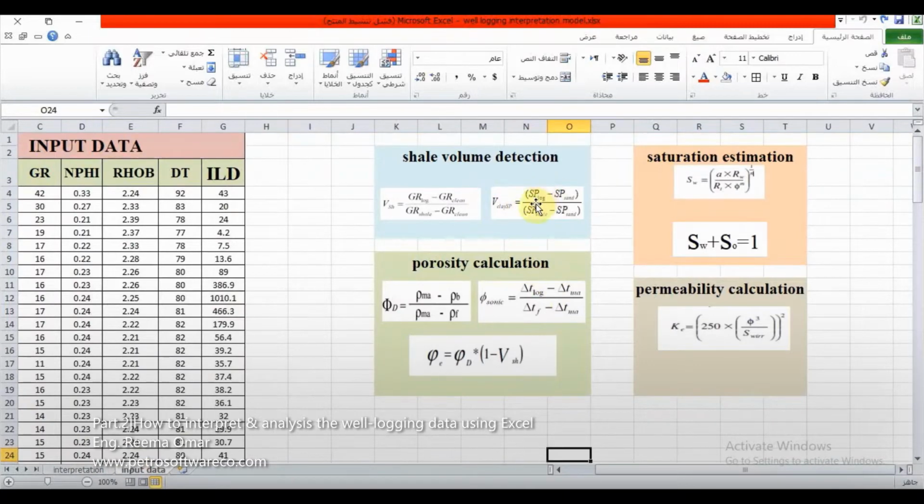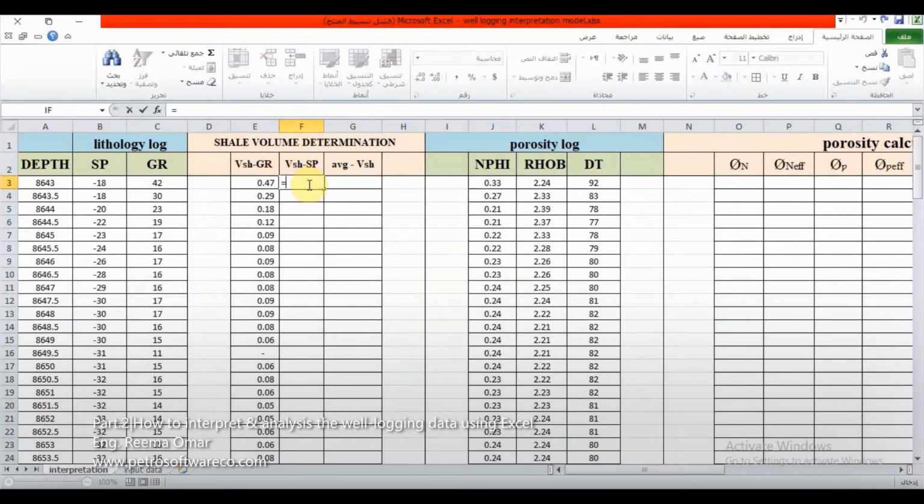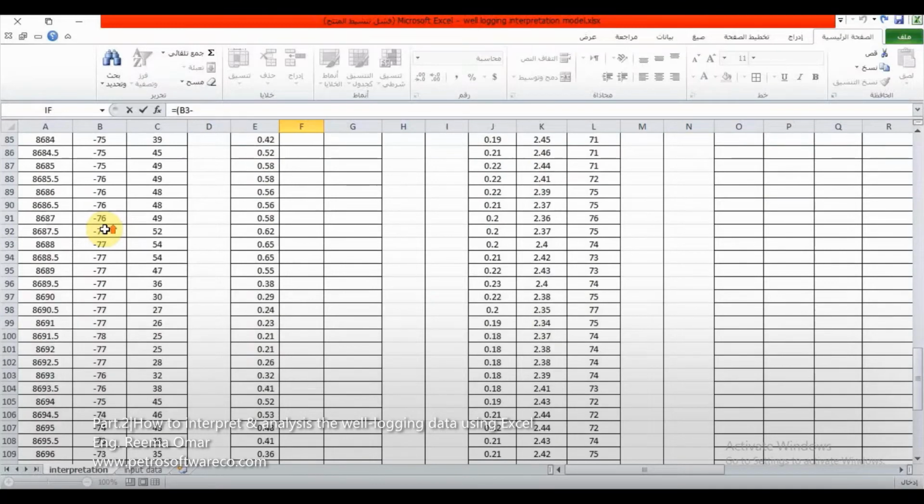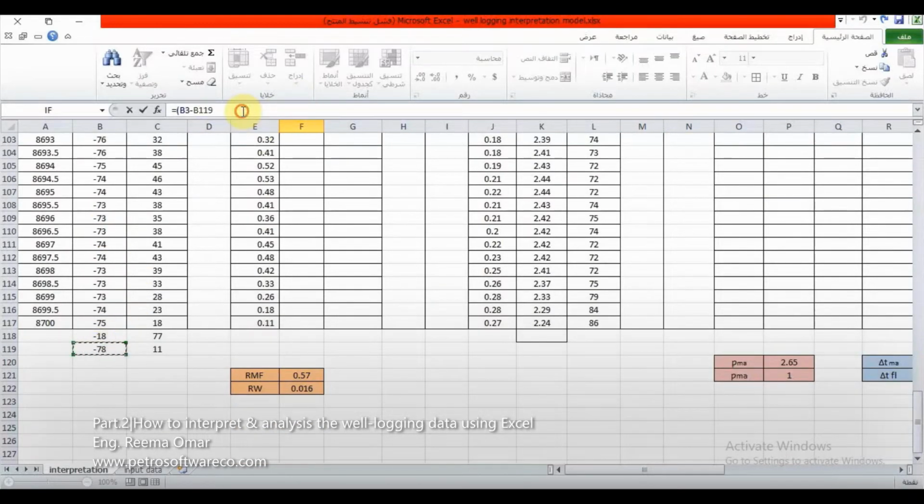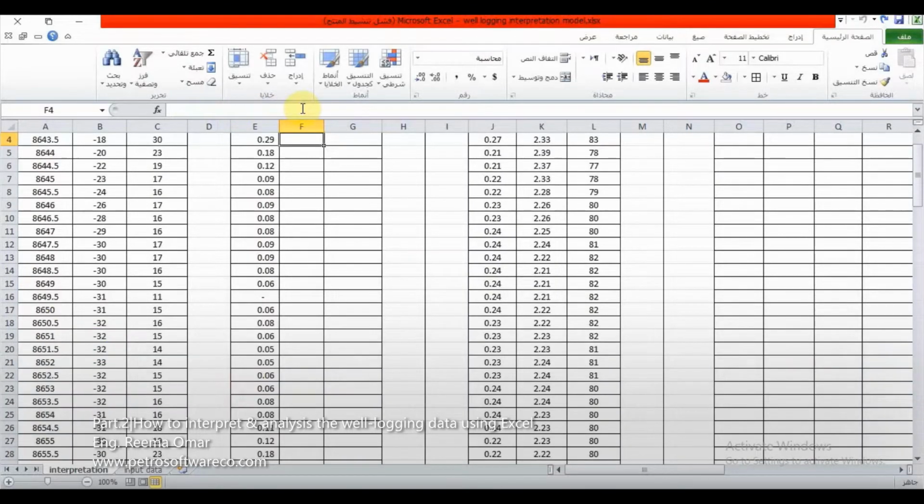The SP equation needs the SP log at specific depth, SP sand, and SP shale. SP log minus SP sand, divided by SP shale minus SP sand. We'll apply this equation on the log.